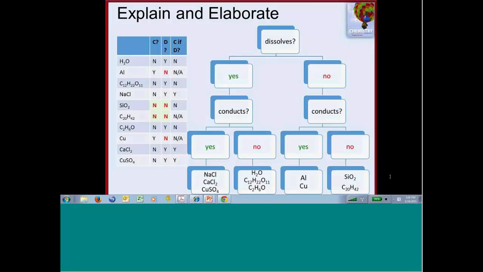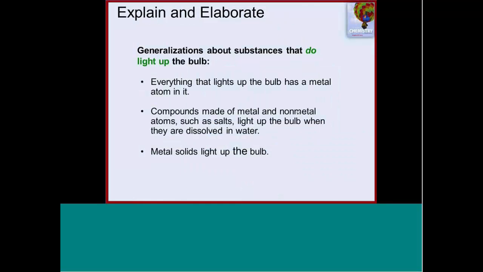So maybe let's move on to the next slide if there are no other questions. These are things that you've already said. The generalizations about substances that do light up the light bulb, well, they all seem to involve a metal. The compounds that have metal and nonmetal light up the bulb when they are dissolved in water, but not when they're solid. And the metal solids do light up the bulb.